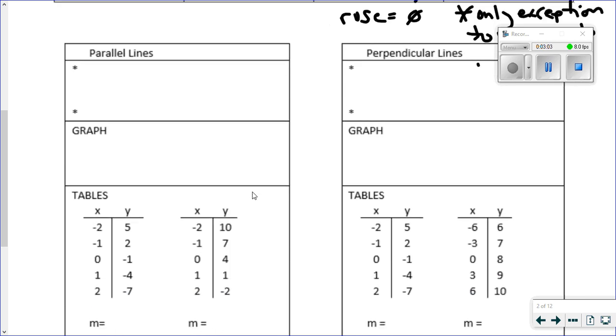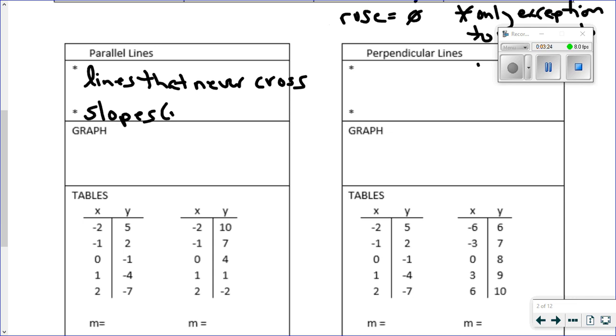All right, a couple of definitions here. Parallel lines. These are lines that never cross. Okay. In terms of linear equations, it means slopes, or the m values, are equal.